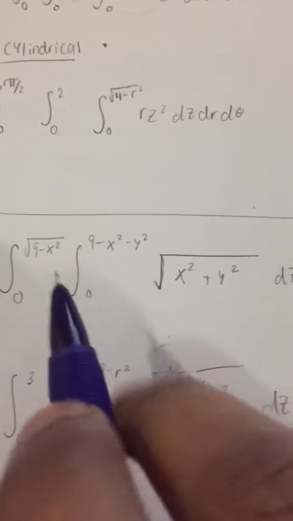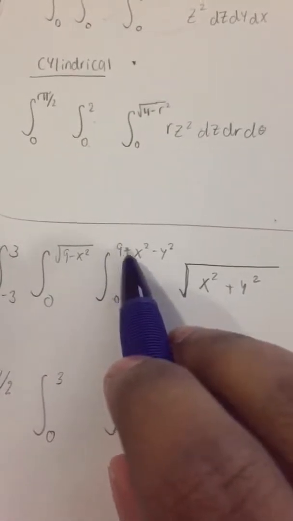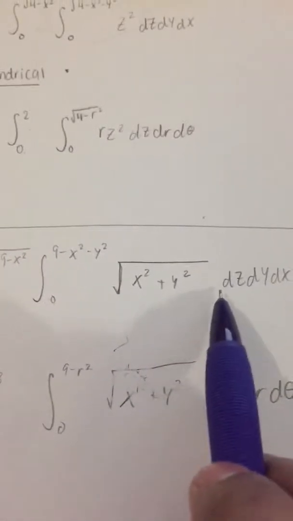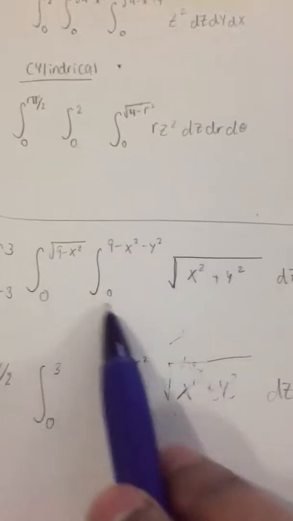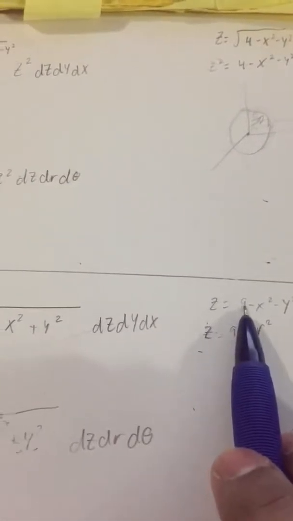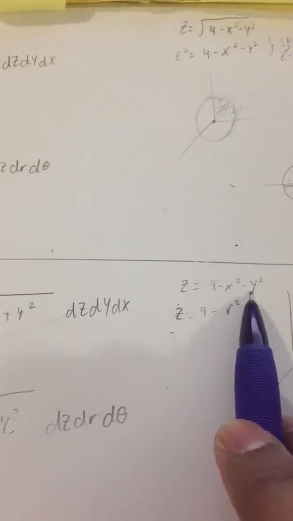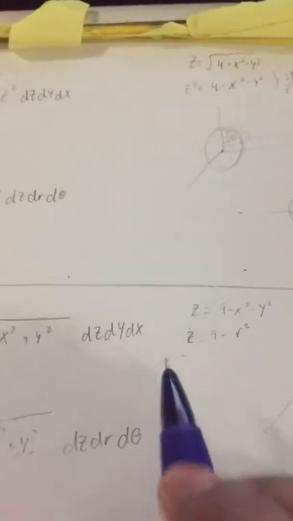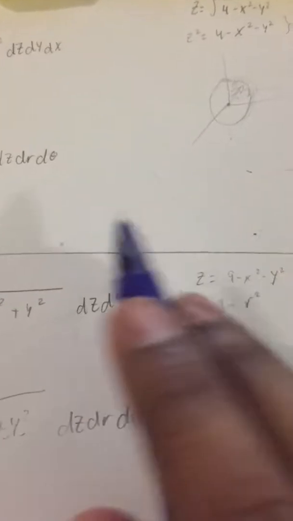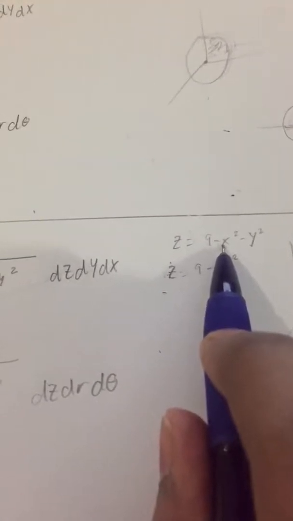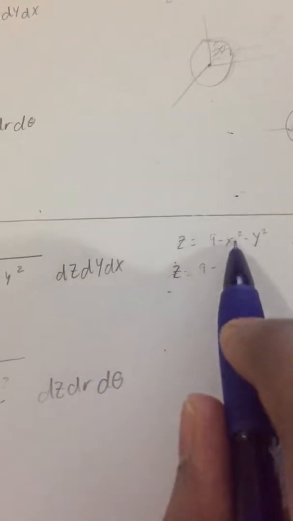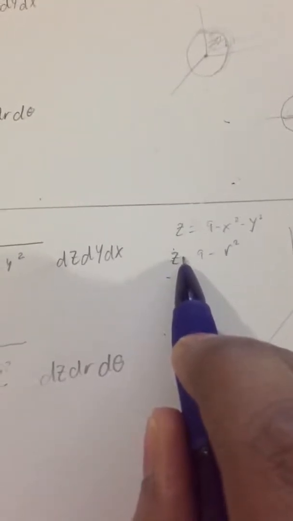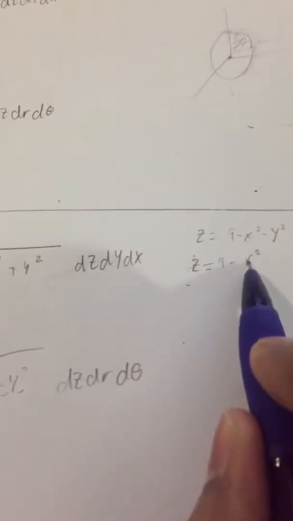if we look at the bounds, it says 0 to 9 minus x squared minus y squared, and this is z. We're looking at z. So if we look at this whole thing, it is with respect to z. If we write that z equals 9 minus x squared minus y squared, we get that equation. Now, same thing like we did in the other problem, we have negative x squared minus y squared. So we have z equals 9 minus r squared.